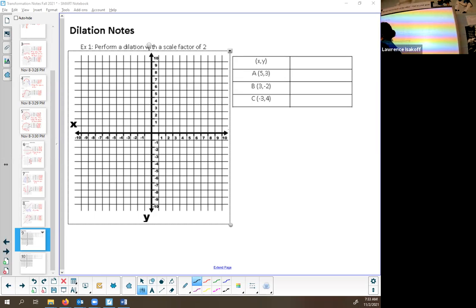So today we're going to learn how to do dilations. Dilations will either make something grow bigger or grow smaller. So if I'm going by a factor of 2 or 5 or something like that, do you think a number that's bigger will make it bigger or smaller?